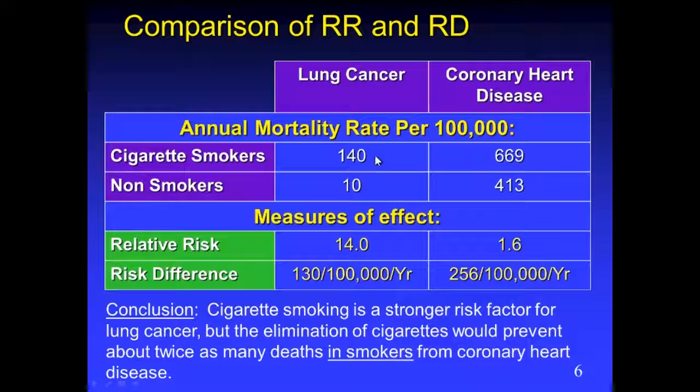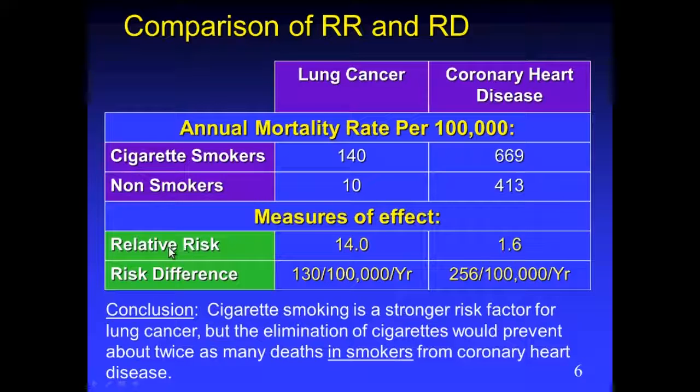So starting with lung cancer, for smokers the mortality rate per 100,000 people is about 140, and for non-smokers about 10. And then we can look at coronary heart disease, where smokers have a rate per 100,000 of 669 and non-smokers 413.